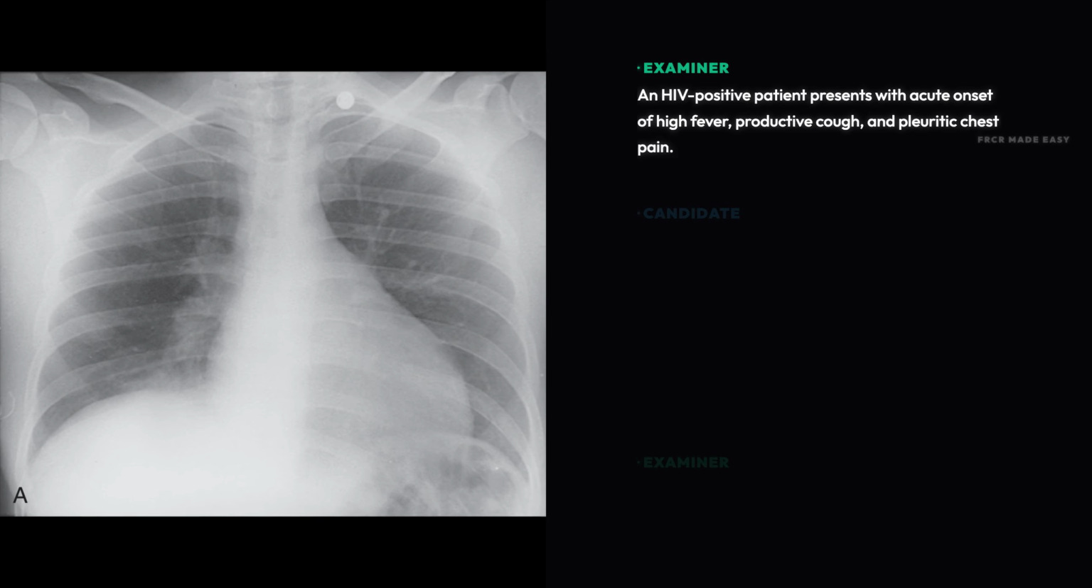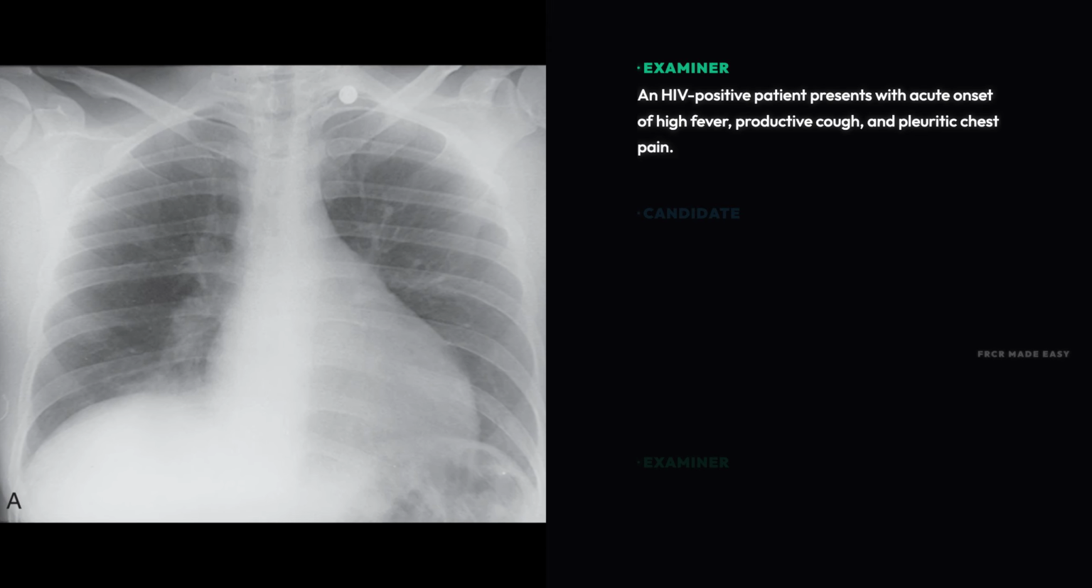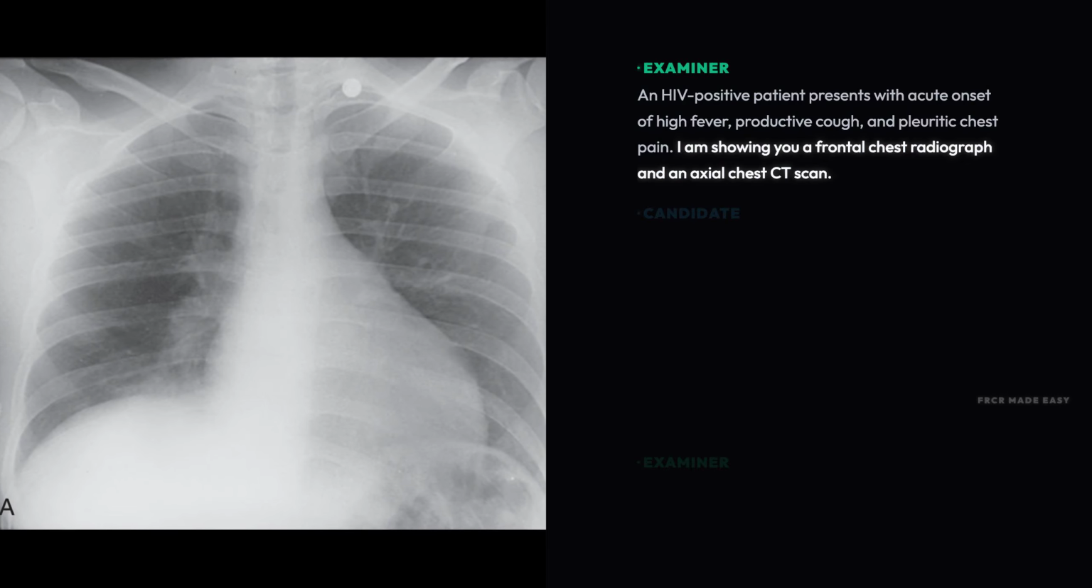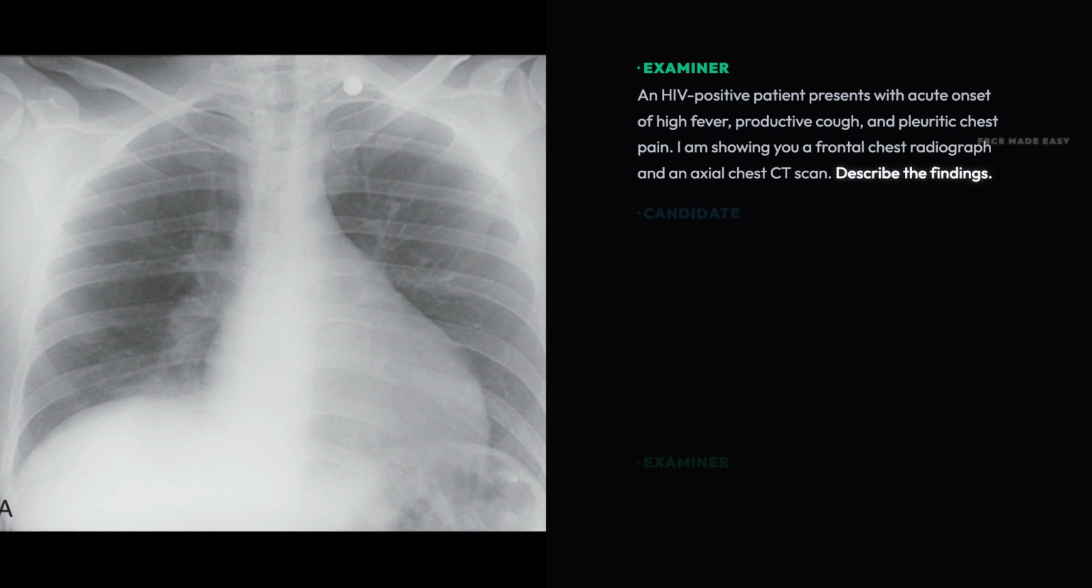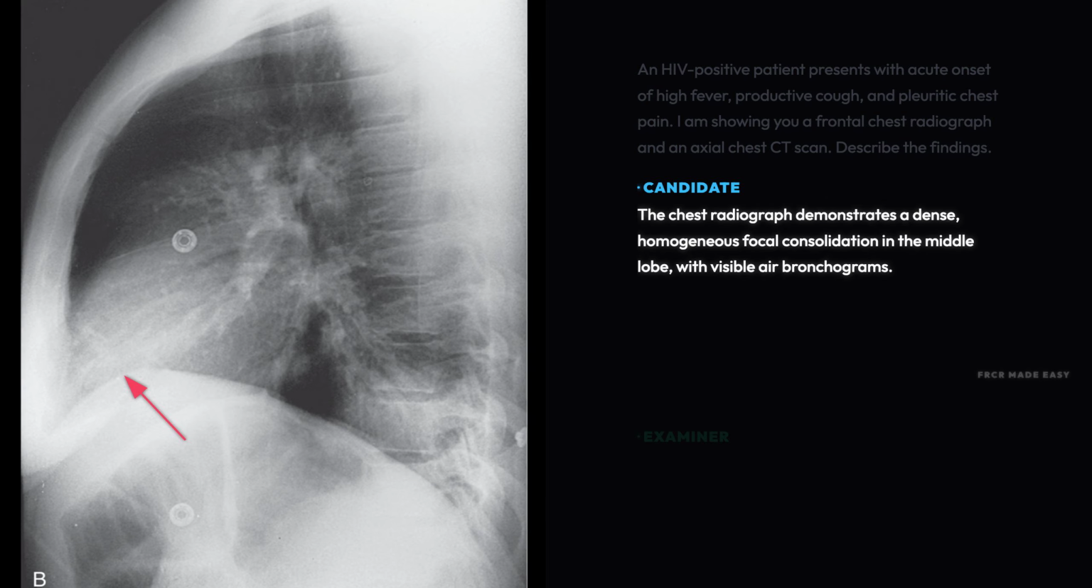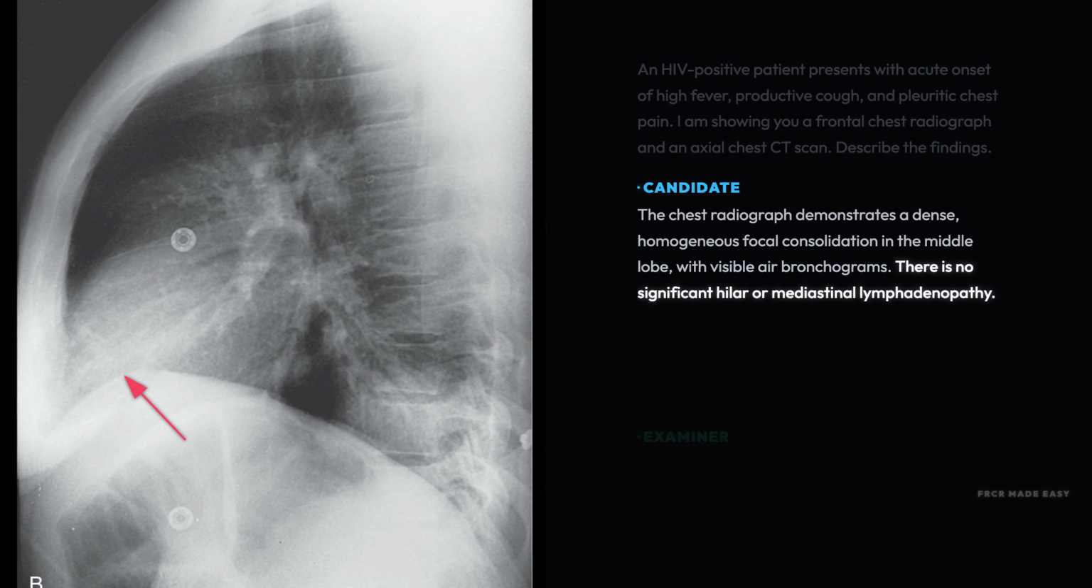An HIV-positive patient presents with acute onset of high fever, productive cough, and pleuritic chest pain. I'm showing you a frontal chest radiograph and an axial chest computed tomography scan. Describe the findings. The chest radiograph demonstrates a dense, homogeneous focal consolidation in the middle lobe with visible air bronchograms.